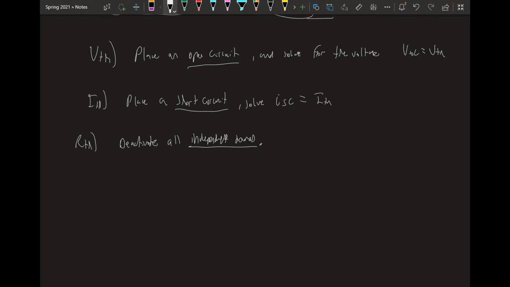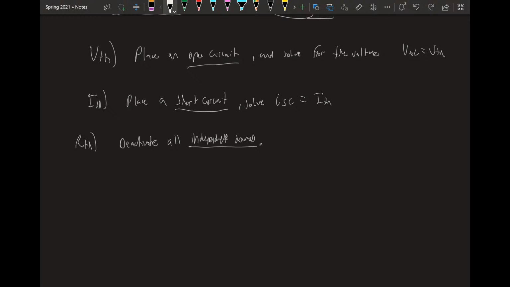Practically, you only need to solve for 2, right? Because if you know V Thevenin and I Thevenin, you know R Thevenin through Ohm's law. So if you know 2 out of 3, you know all 3 and you're all set. But I'm going to go through solving all 3 because sometimes it's easier to solve for one or the other, depending on your circuit. Okay.